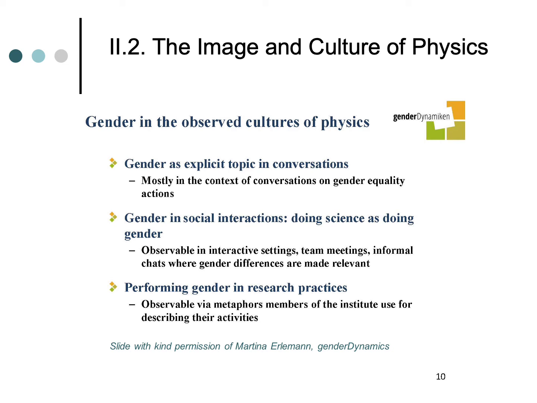The research team found gender in the observed cultures of physics. Martina Allemann, for example, in her part, found gender as an explicit topic in conversations, mostly when these conversations were about gender equality actions, and there were quite a lot of talks about gender equality actions. Gender also was found in social interactions, kind of doing science as doing gender. Gender was observable in interactive settings, in team meetings, in informal chats where gender differences are made relevant. So in the more personal interactive communication, gender was made relevant.